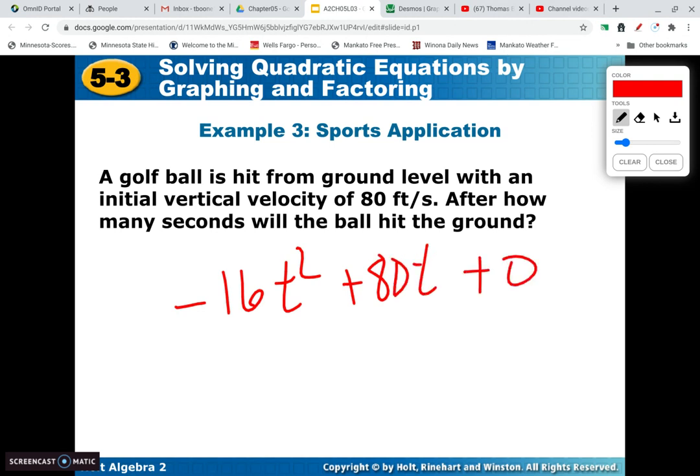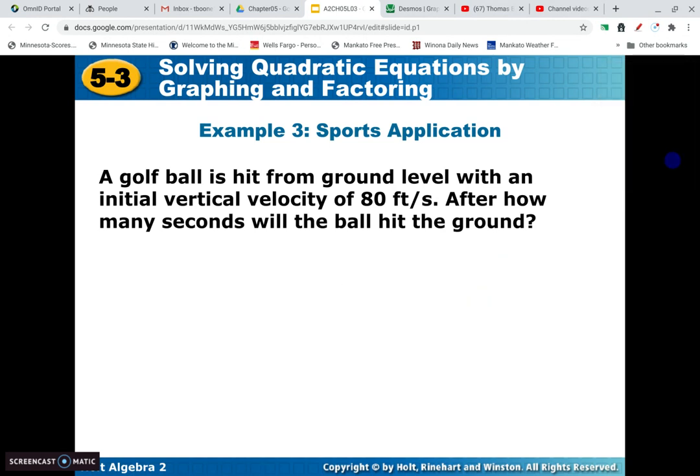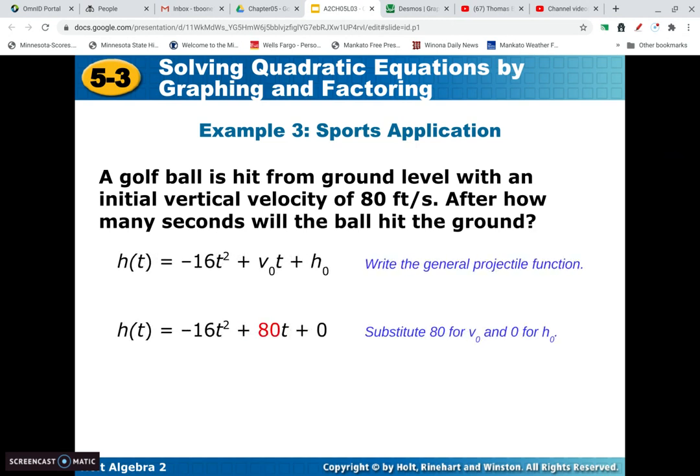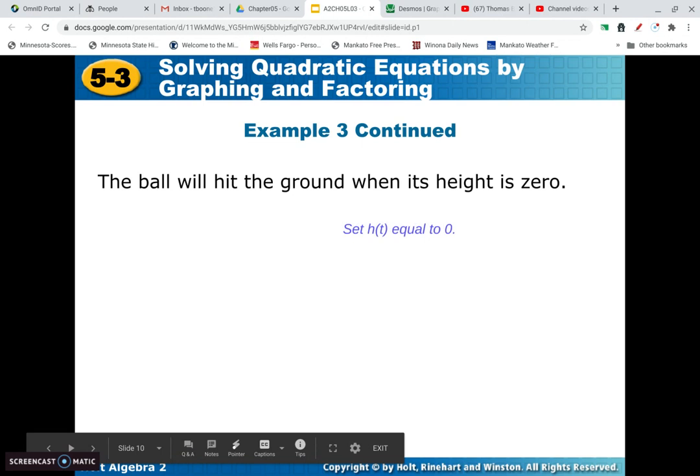We don't need to really include that, but that would be the modeling equation that we would use in this situation. Okay, so we're going to go on. We're going to write that down. Okay, we've got it. And so when will it hit the ground?